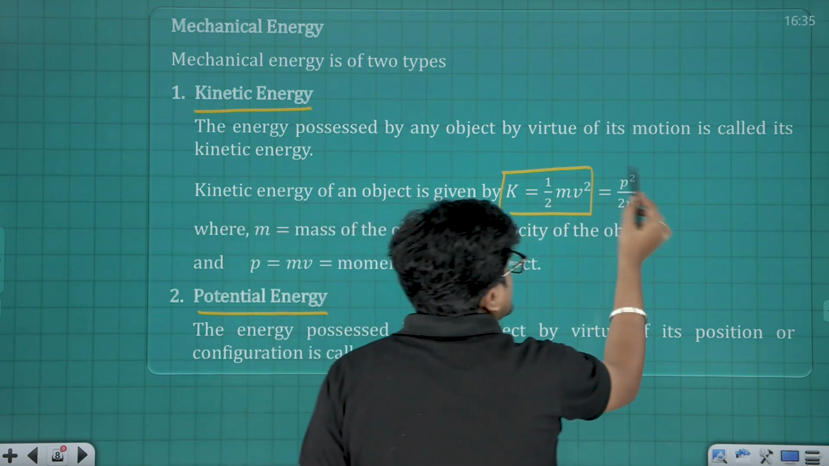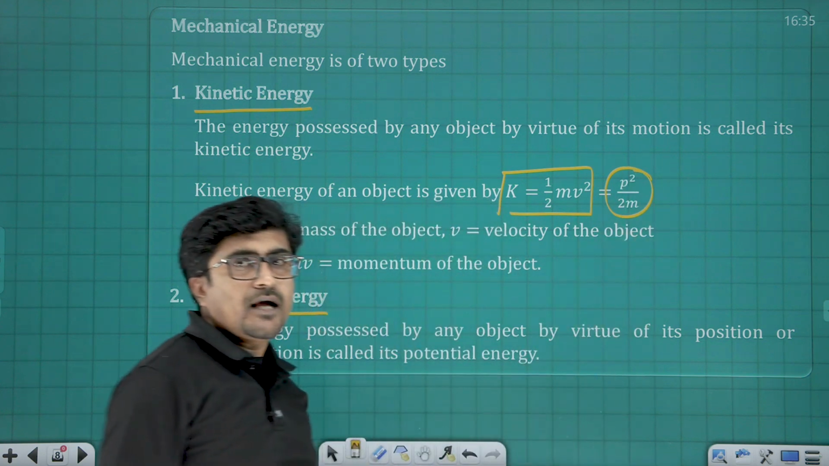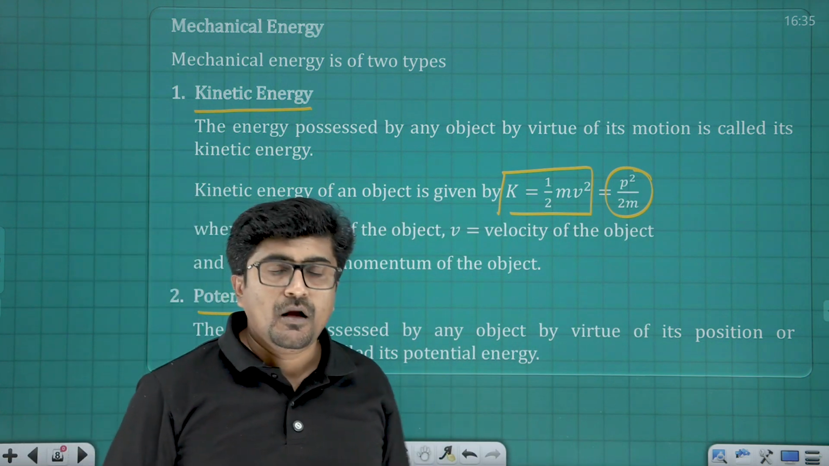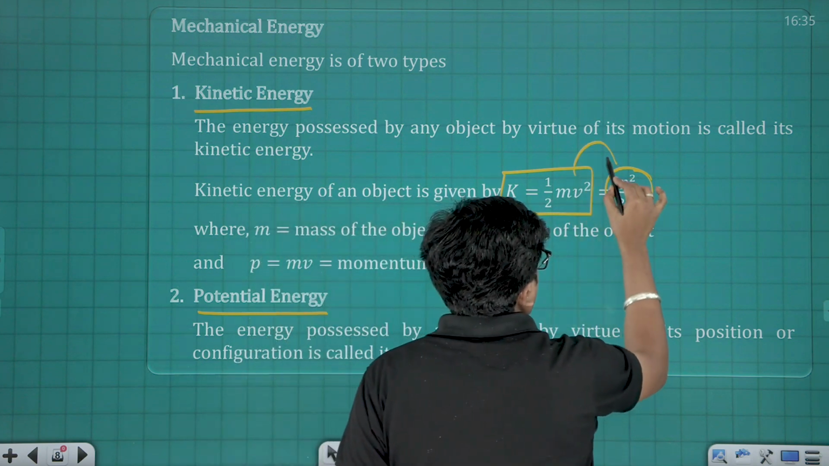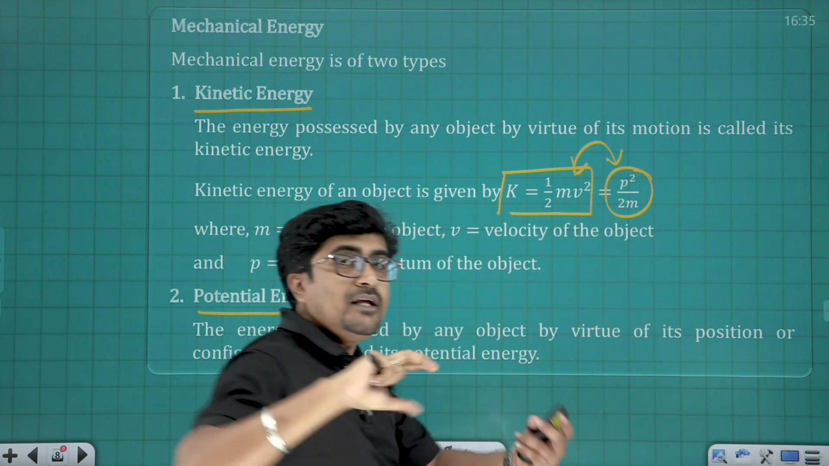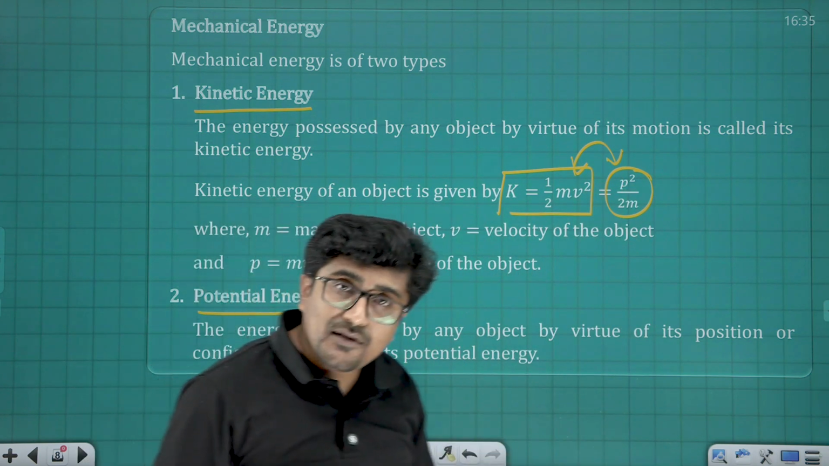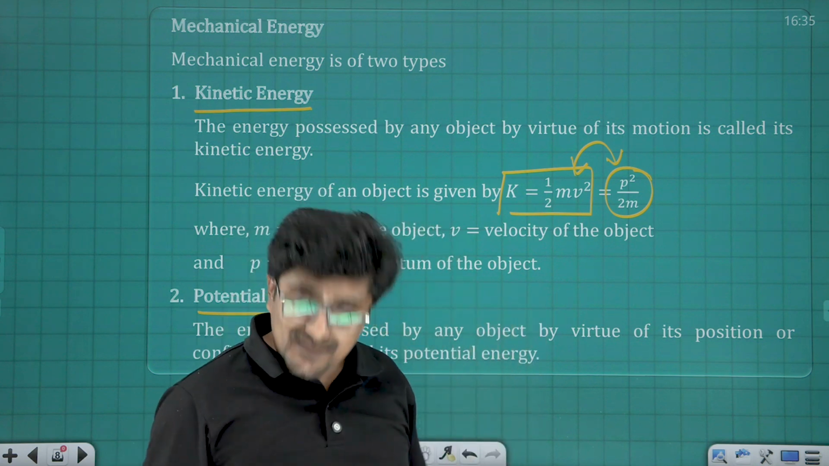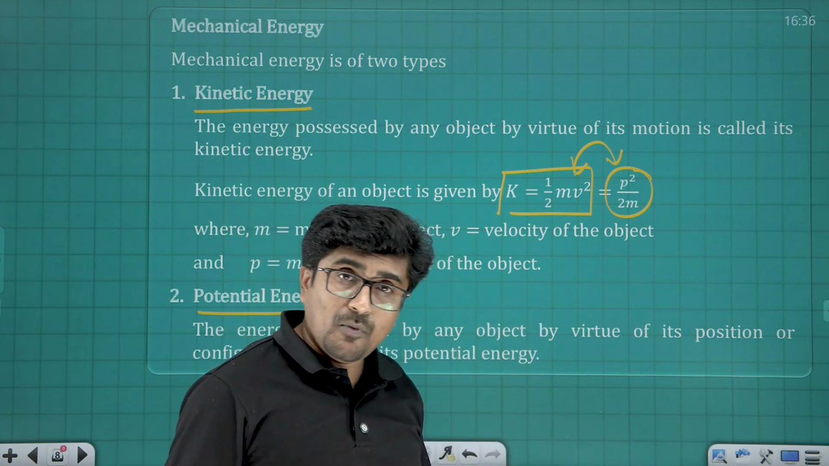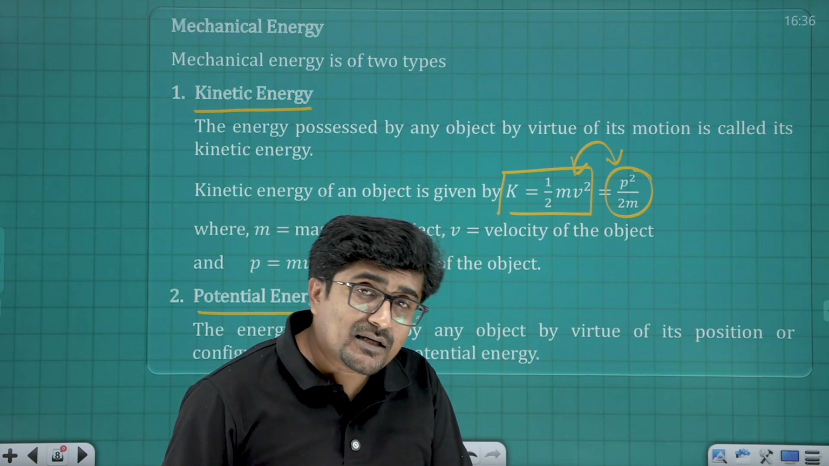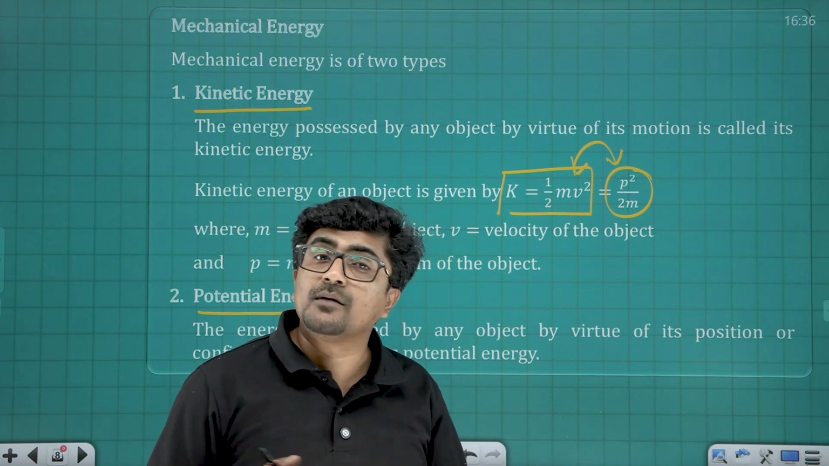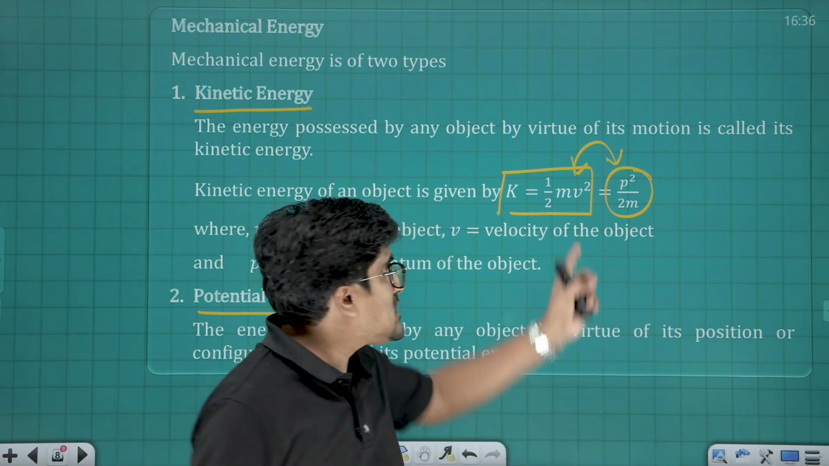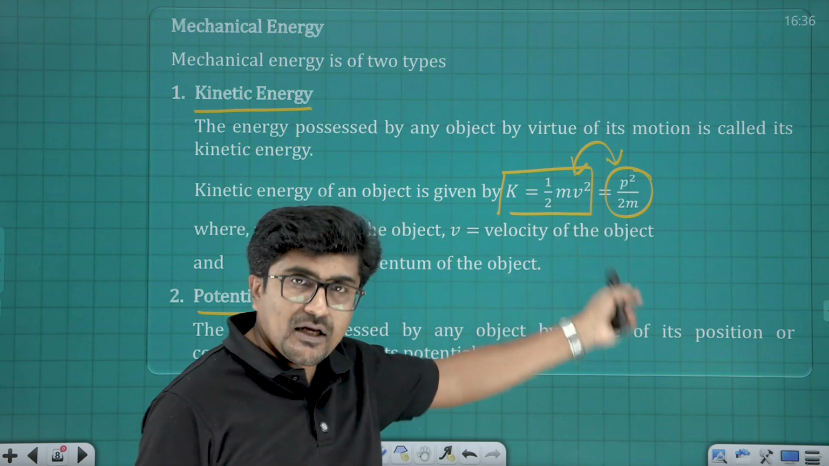And here we can see one more relation, given as p square by 2m. Many a time questions connecting these two were asked, like if linear momentum is doubled, what will happen to kinetic energy? If kinetic energy is halved, what will happen to linear momentum? If kinetic energy is increased by x percent, what is the percentage change in linear momentum? And so on. So just because of that, you must know the relation over here.